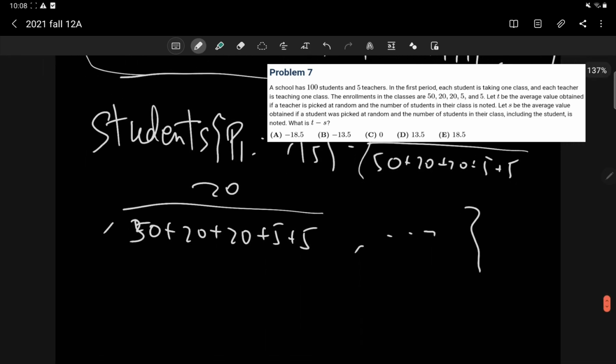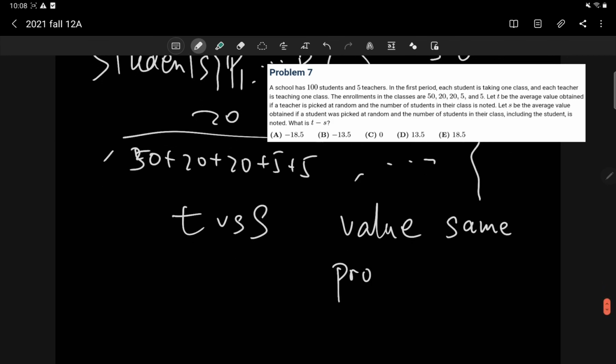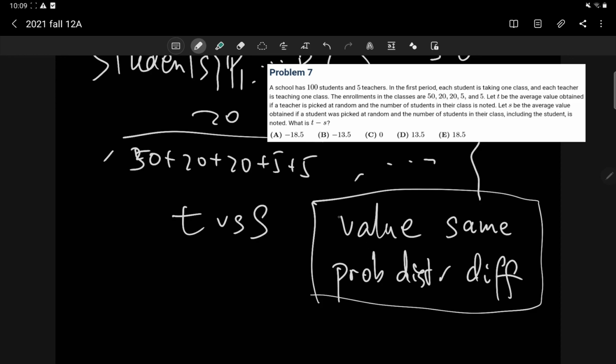As you can see, what is the difference between T and S? They have the same random variable values. So the values are the same, but the probability distributions are different. So that is the central part of this question. And then of course we can choose the answer D.